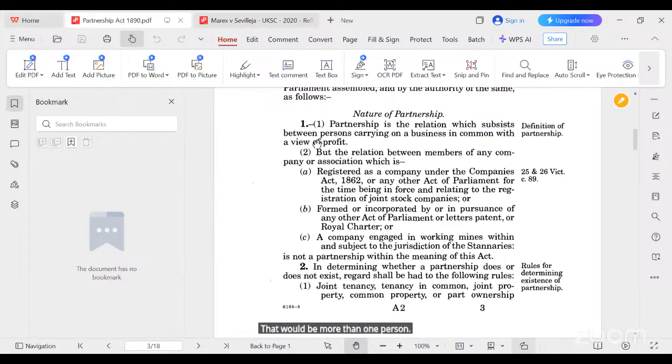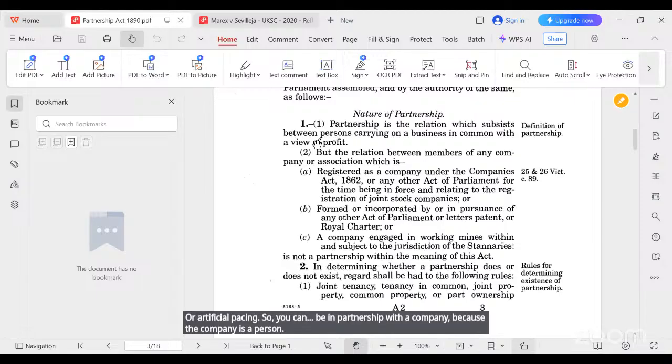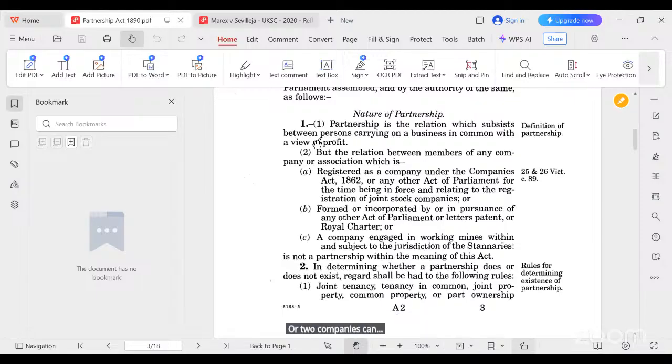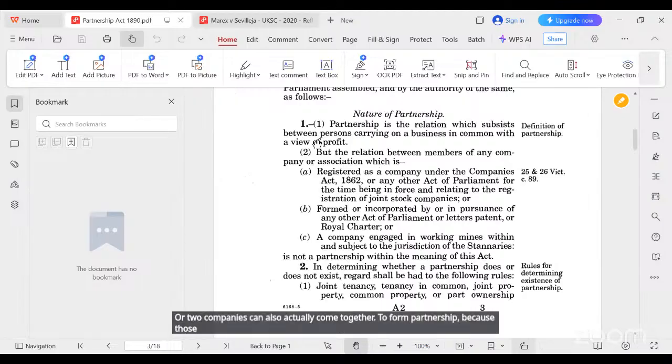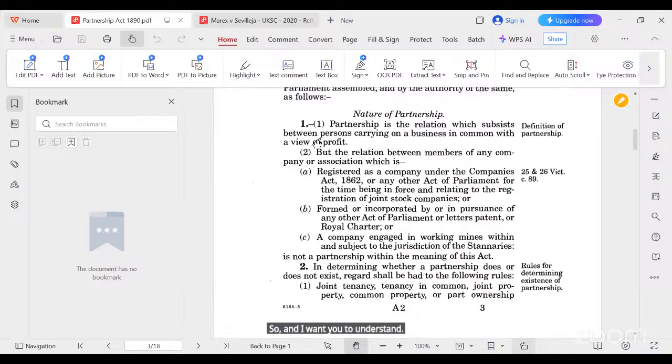And what is a person? A person can be a natural person or an artificial person. So you can be in partnership with a company because a company is a person. Or two companies can also come together to form a partnership because those companies are also persons. I want you to understand that much, so long as they are plural persons.